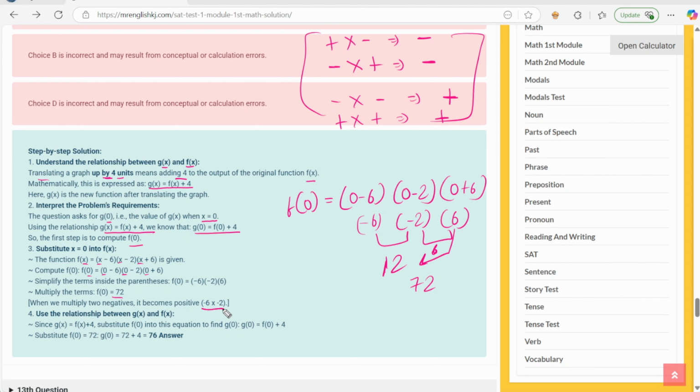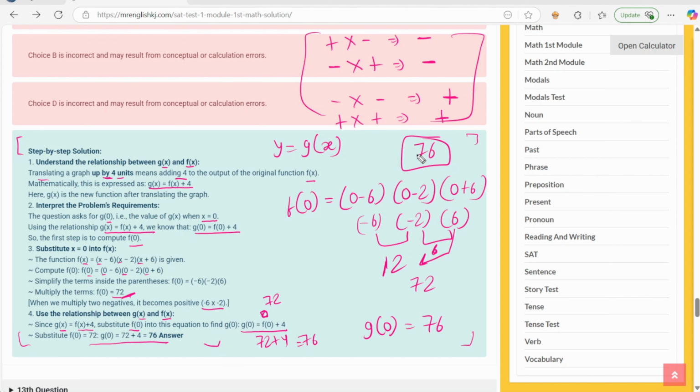It is also explaining that when we multiply two negatives, it becomes positive. Now we have g(x) and f(x). Since g(x) equals f(x) plus 4, and we substitute f(0), we come to this conclusion. Because now we can put in the value of f(0). What is the value of f(0)? 72. 72 plus 4, we get 76. And so g(0) is 76 and y is equal to g(x). So we know y is also 76, but it is not asking us for the value of y. But if it asks us, we know that.